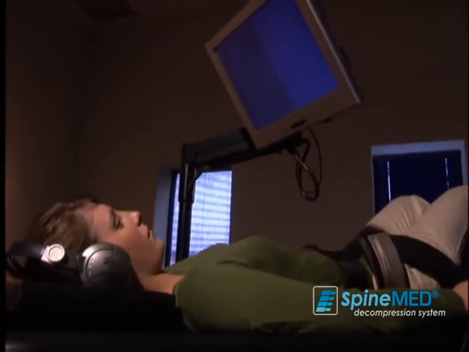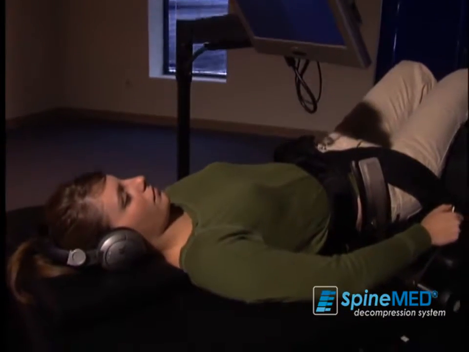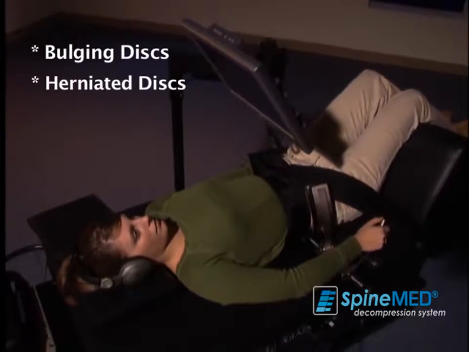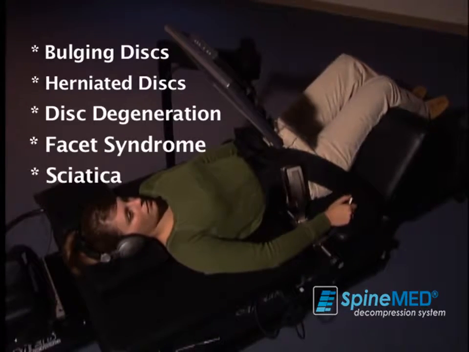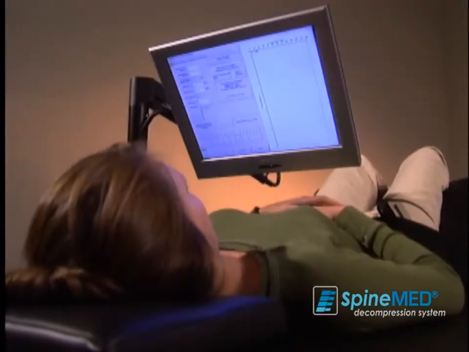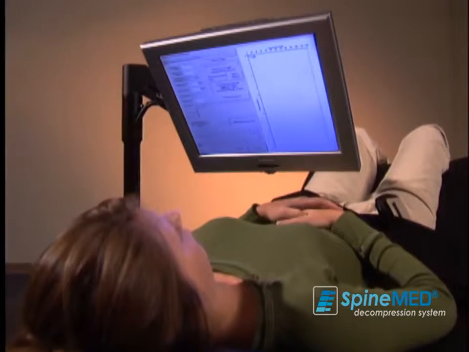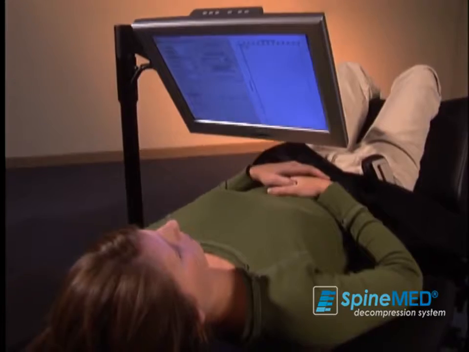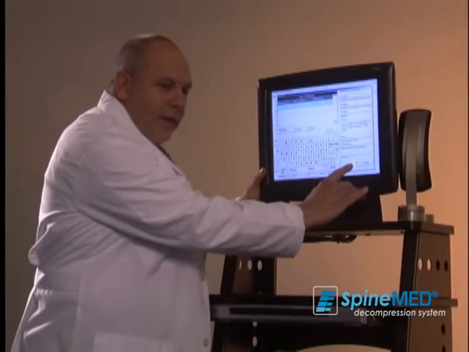SpineMED decompression therapy is a non-surgical, drug-free treatment that has been clinically shown to help reduce the disabling pain associated with bulging discs, herniated discs, disc degeneration, facet syndrome, and sciatica. The SpineMED decompression table acts to isolate and decompress spinal discs through distraction and positioning of the lumbar or cervical spine. This procedure takes place with the patient fully clothed and has been described as safe, painless, and extremely effective.